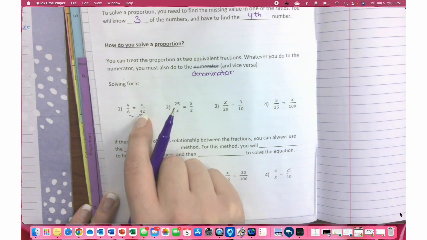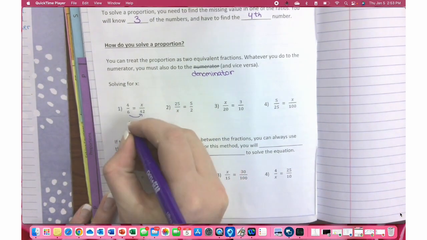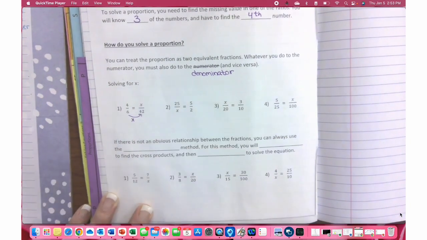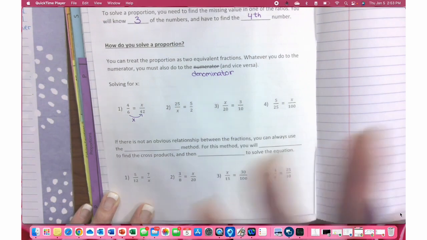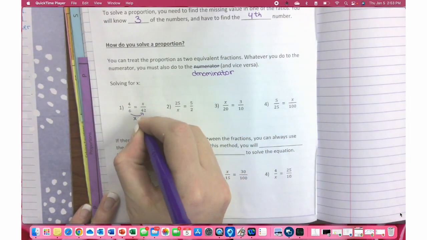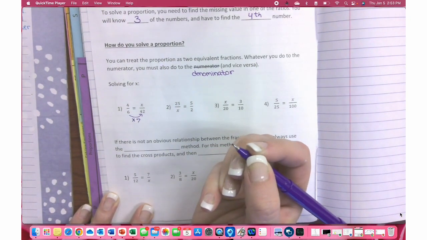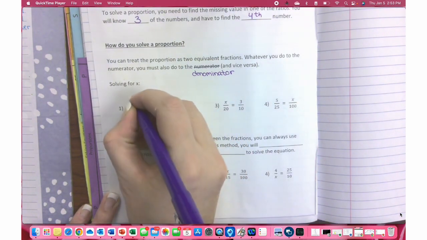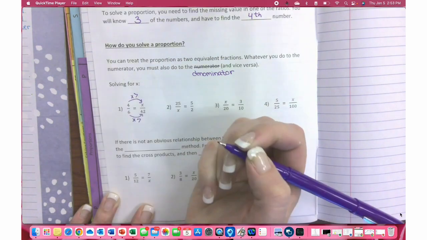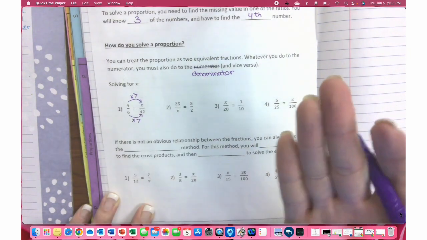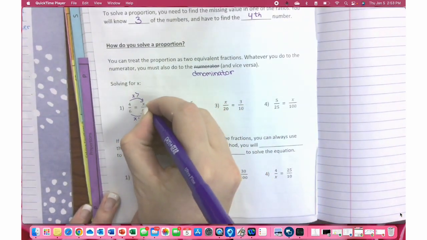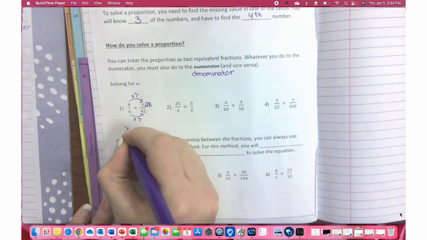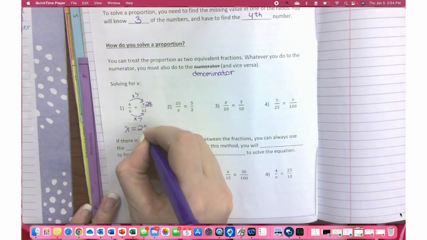So if my number's getting bigger, that means I'm going to be multiplying. So I have to figure out what I'm multiplying 6 times to give me 42. This is where your times tables are helpful, so you can recognize if you multiply 6 times 7, that would give you 42. So I would have to do the same thing to the numerator. So I'd have to multiply 4 times 7, which would give me 28. 28 would go in the spot where x is. So that means that x is equal to 28.